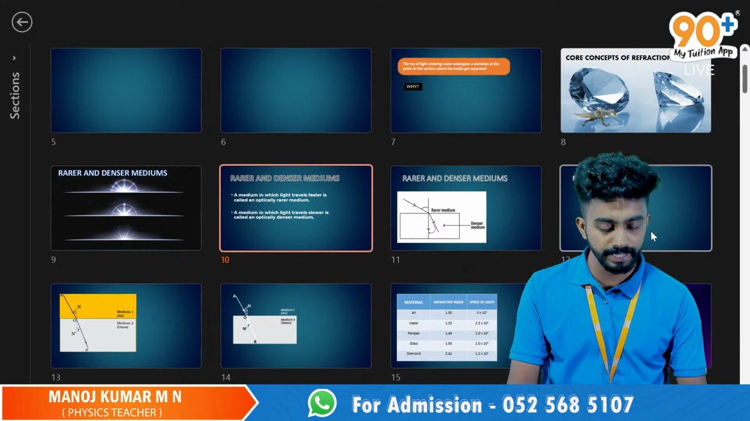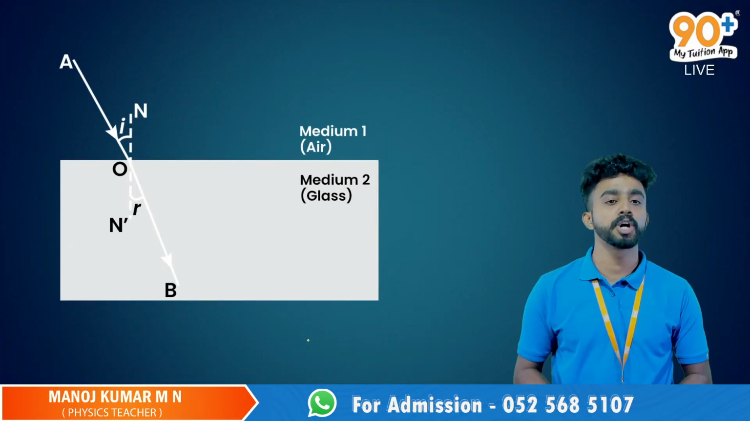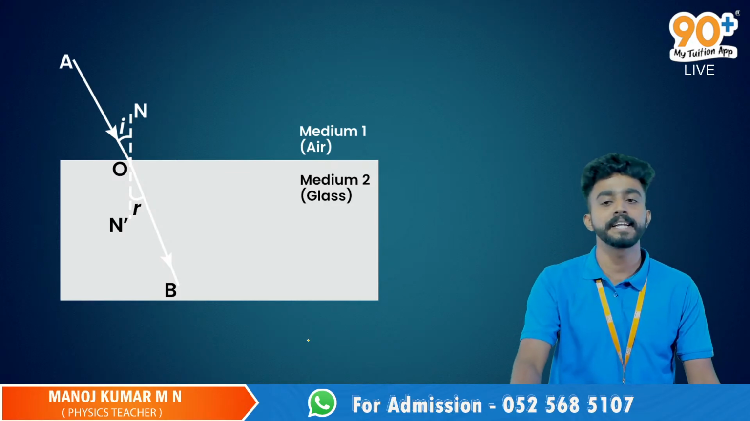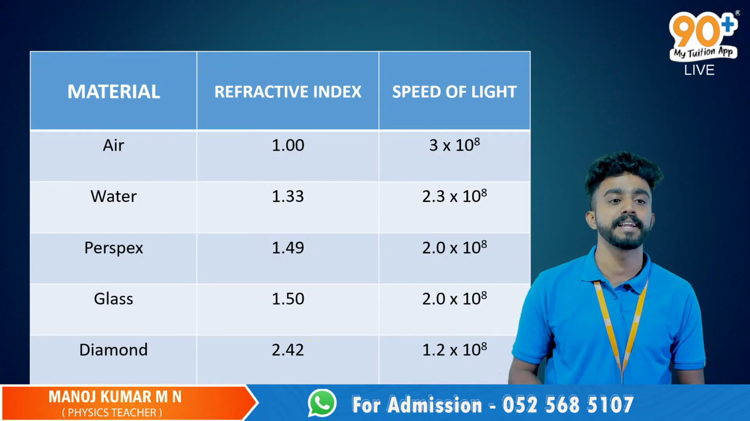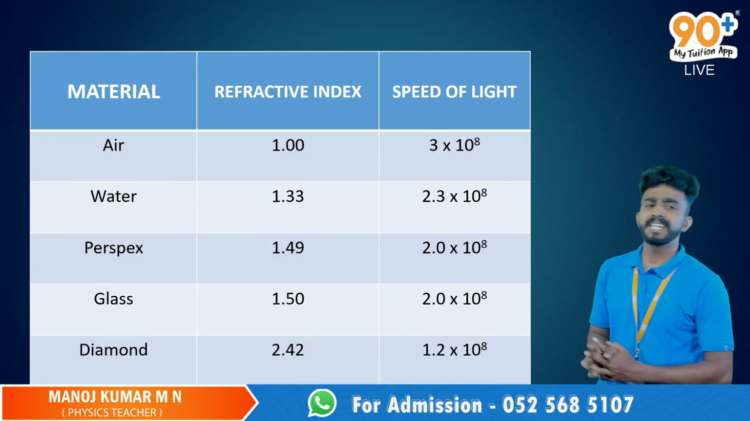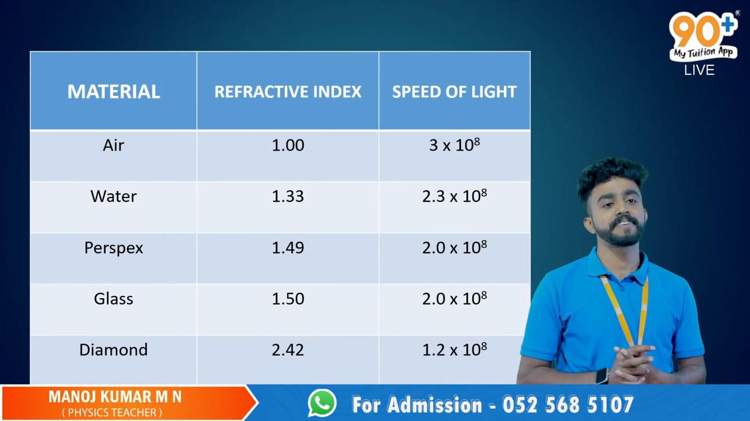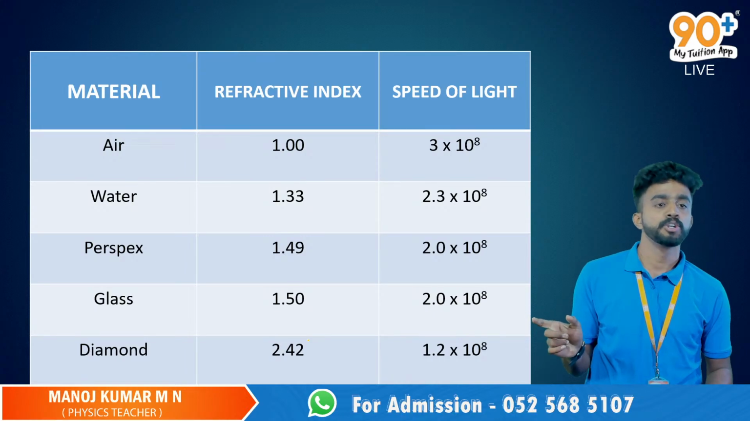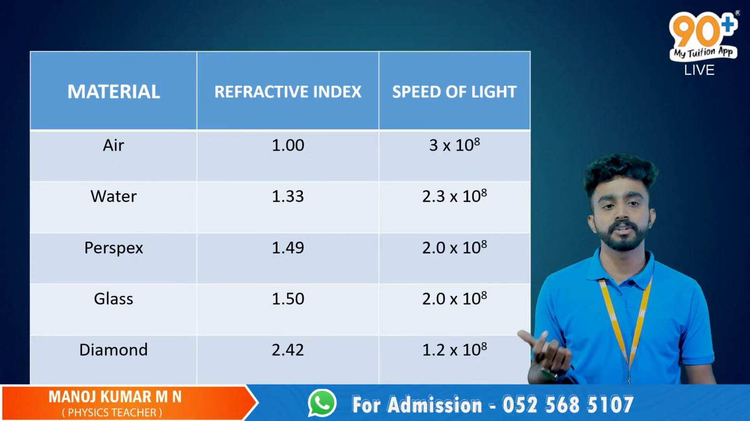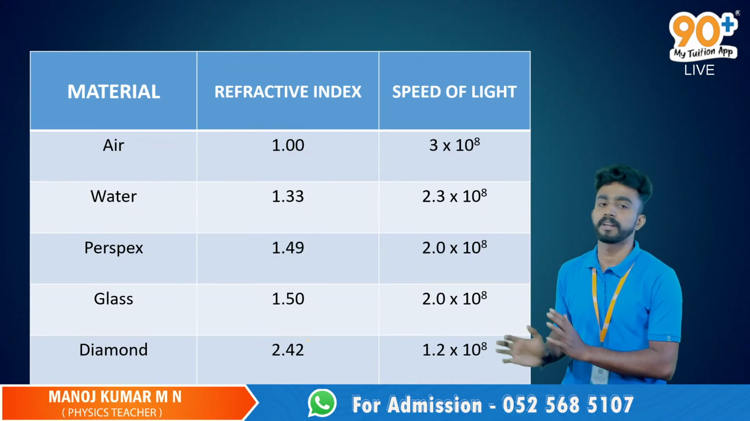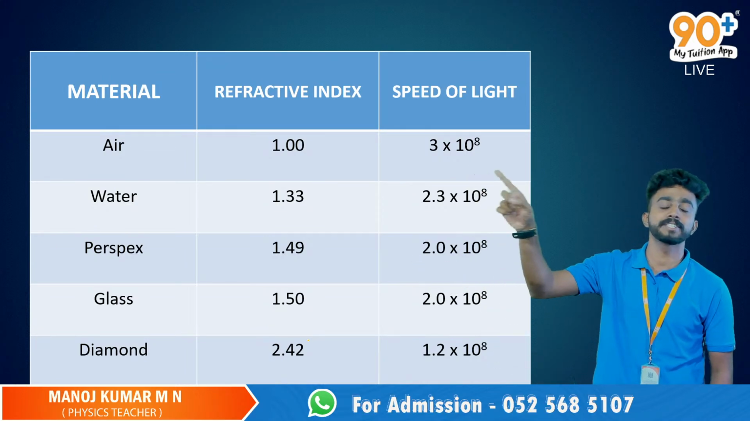Let's go ahead. I hope you got an idea of what rarer and denser media mean, so that when we discuss more concepts related to it, we'll have better clarity. Please check out this table of refractive index and speed of light. Don't worry about refractive index for now. Speed of light means the speed at which light travels through a particular medium. In air, the speed of light is 3 into 10 raised to 8.